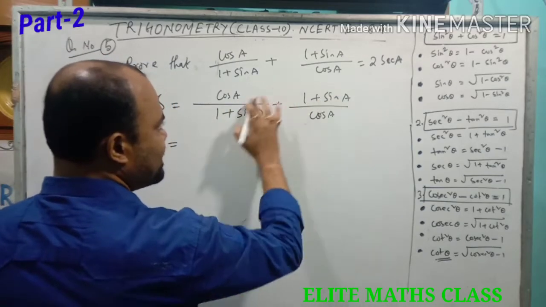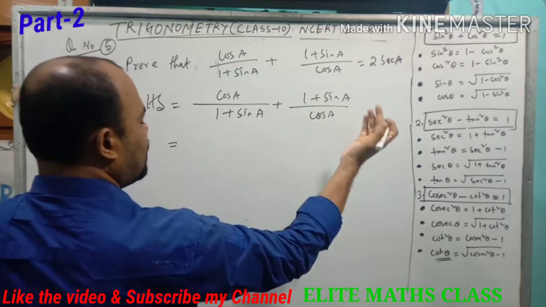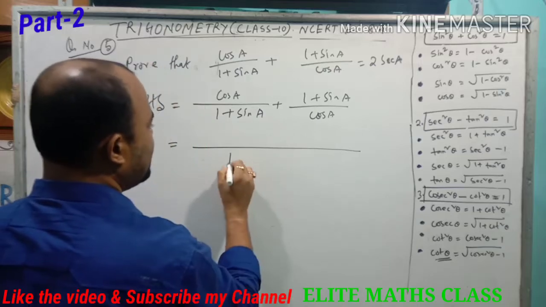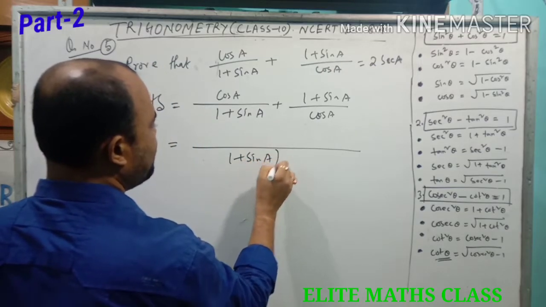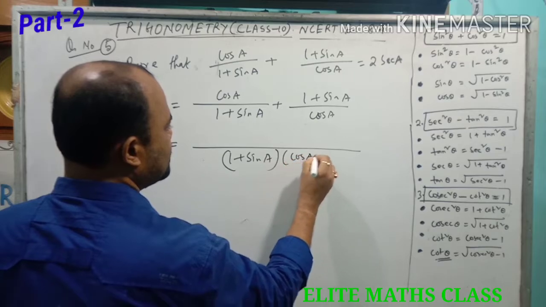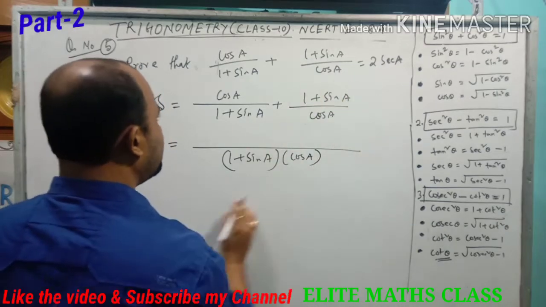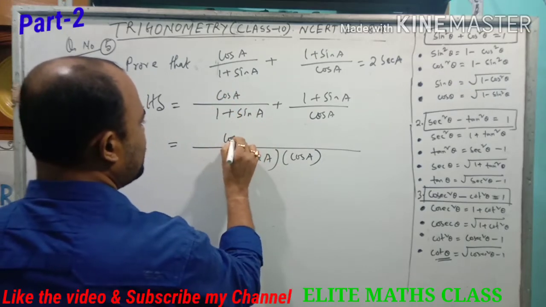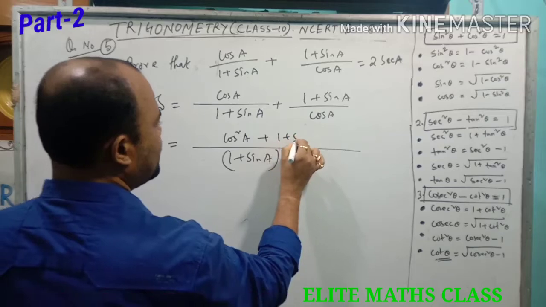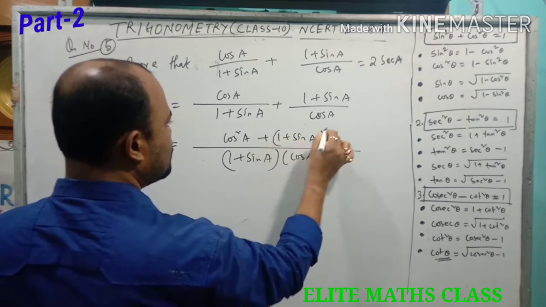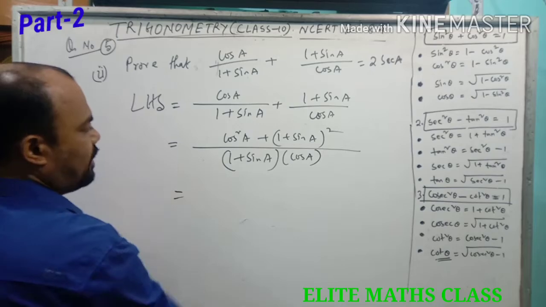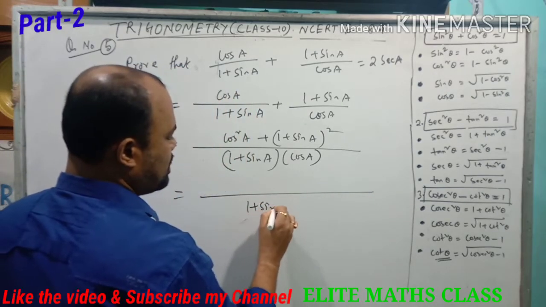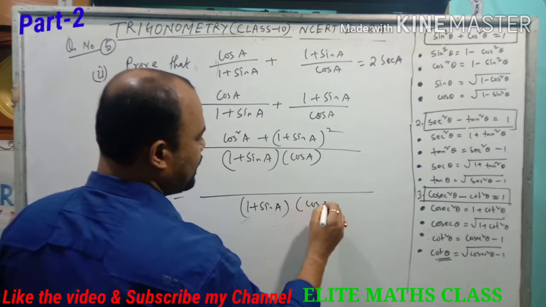See here all the terms are in sin and cos, so we can't convert into cosec, cot, etc. As these are in the simplest form, take the LCM. What is the LCM? 1 plus sin a into cos a, that is the product of the terms in the denominator. Now what will be in the numerator part? So 1 plus sin a is common, so it will be cos square a plus 1 plus sin a whole square. Simple. Now there is nothing to do in the denominator part.